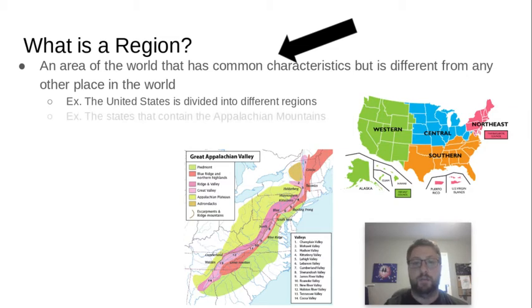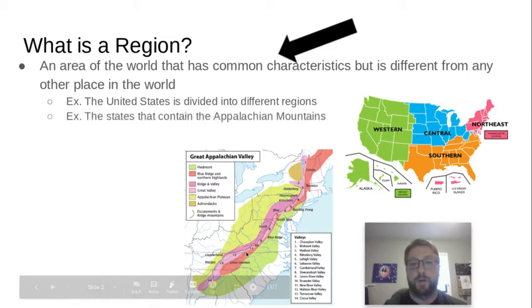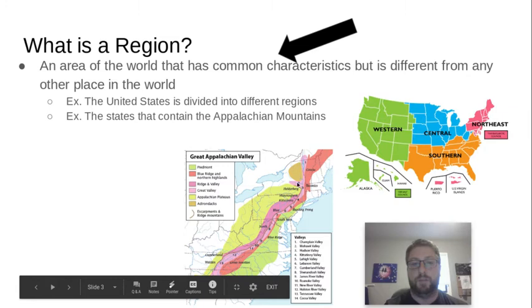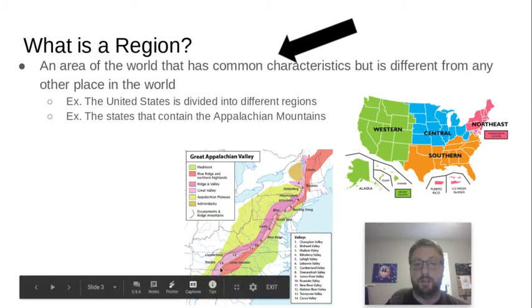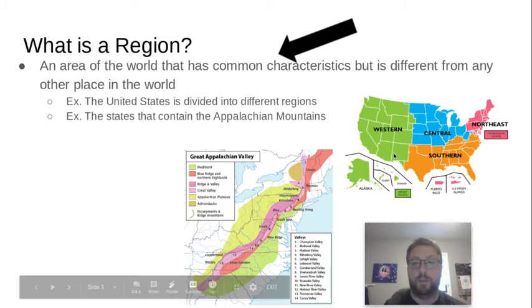The second example that I have here is this map. All these different colors show you states that contain the Appalachian Mountains. Again, this would be a region because all these states that have the mountains share that common characteristic of the Appalachian Mountains, and they're different because no other state within our country has the Appalachian Mountains.